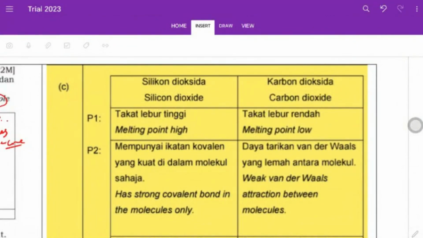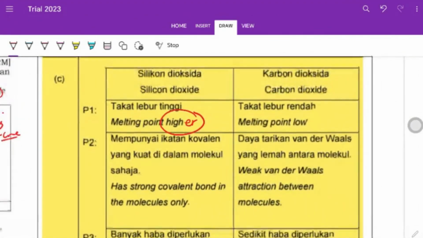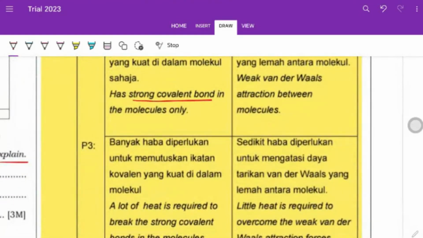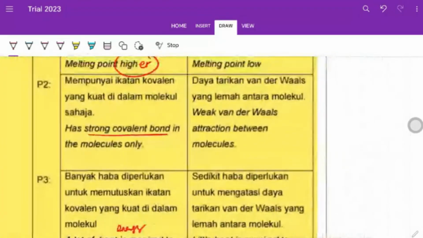Okay, so this one you can write the higher. Silicon dioxide has a higher melting point than carbon dioxide. Comparison words. Why? Because strong covalent bond, so a lot of heat energy is needed to break the strong covalent bond.